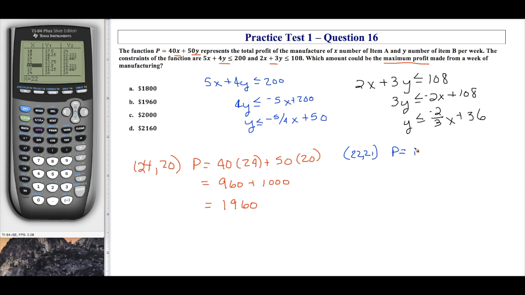This will give us a profit of 40 times 22 plus 50 times 21, giving us 880 plus 1,050 for a total profit of 1,930. So even with a higher value for y, we're not getting a greater profit. So the correct answer to this problem is B, 1,960.